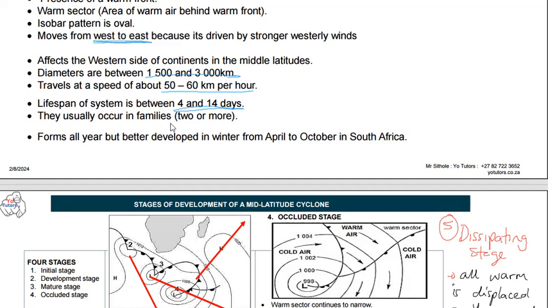Now, they usually occur in families, like what you've seen there on top. You can also see there how they are appearing. They are in groups. Okay, they occur in families. If you look here, they are occurring in families.